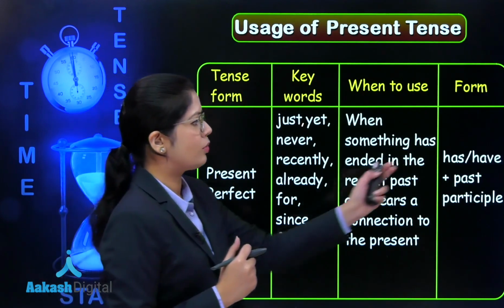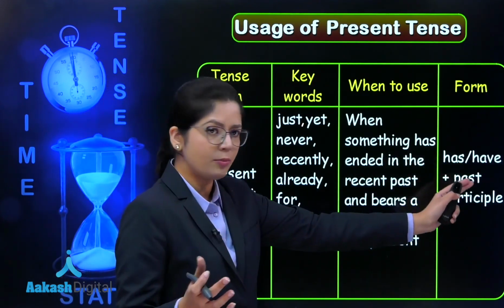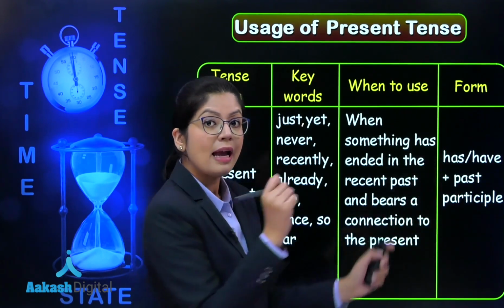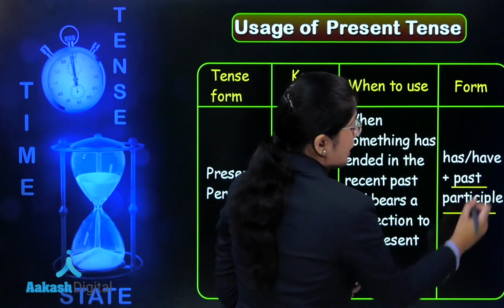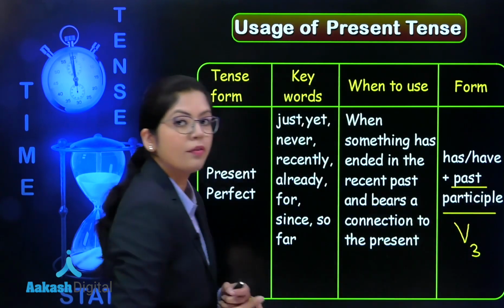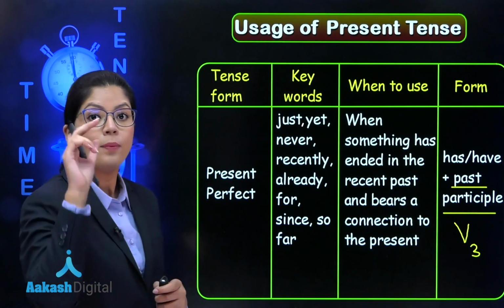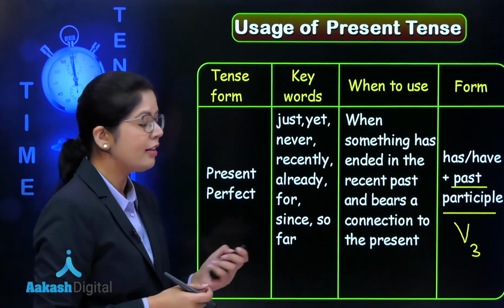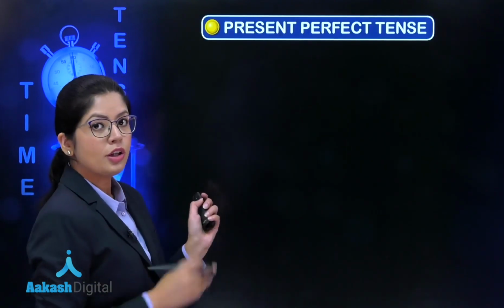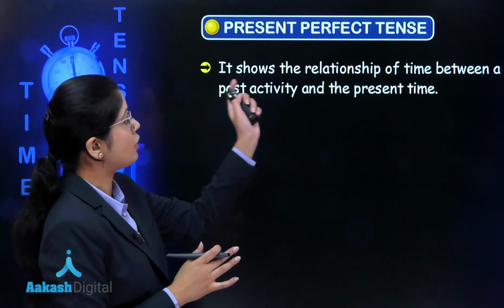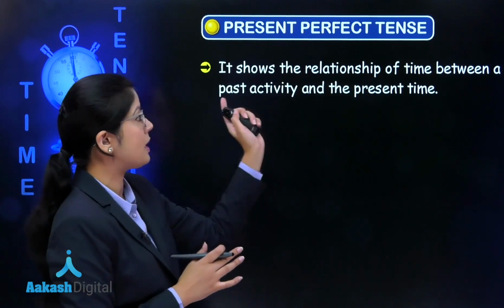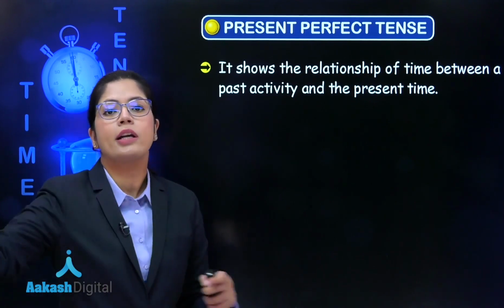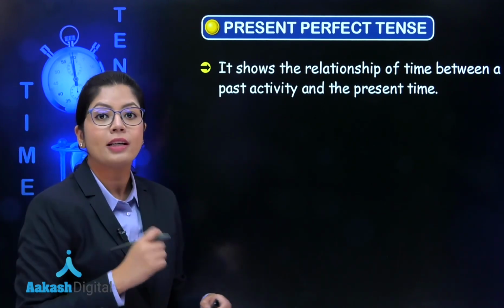What is the form that we use? We use has or have with our subject plus past participle. Remember, has for singular, have for plural, and past participle is the third form of the verb. This third form is what you are going to use in every present perfect structure, right? Now, I have the first usage of present perfect tense, such as it shows the relationship of time between a past activity and a present activity. So you can't say that it has no connection with the present. That's why we are calling it present perfect.